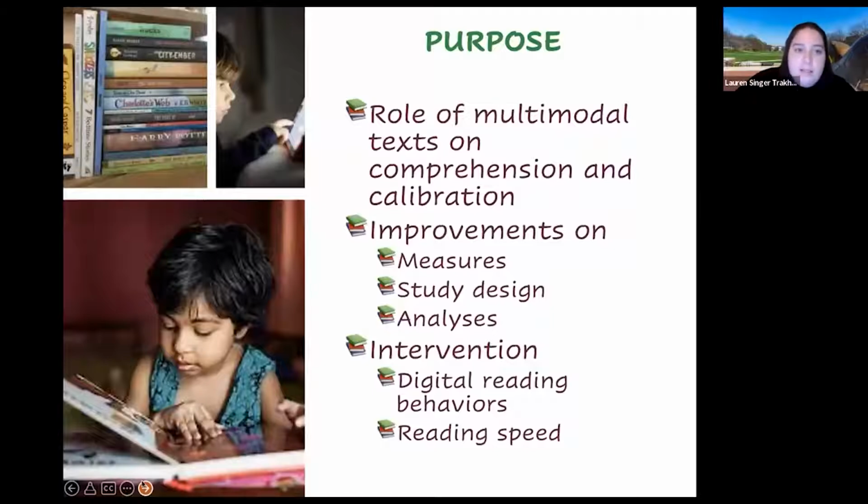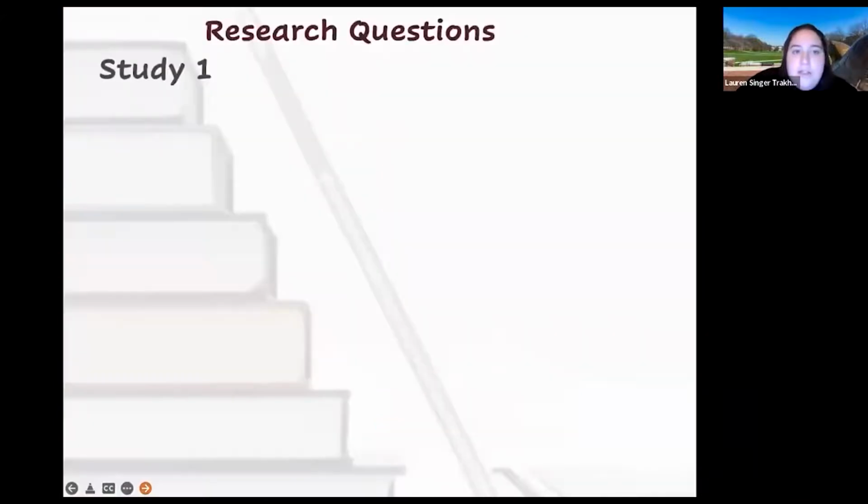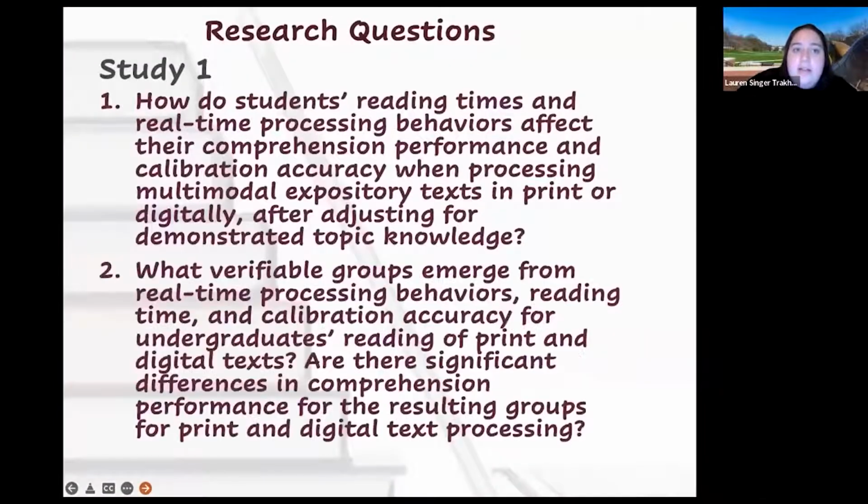Because once again, at this point, we're confident that reading digitally is making people read more quickly, be less well calibrated, and overall understand less. So the question is, can we intervene in this? Can we make it better? So this took place in a two-part study. The first study's questions probably look pretty familiar to you. Again, we wanted to know about reading times and real-time processing behaviors, and if that changes comprehension, performance, and calibration. Next, we wanted to look at profiles.